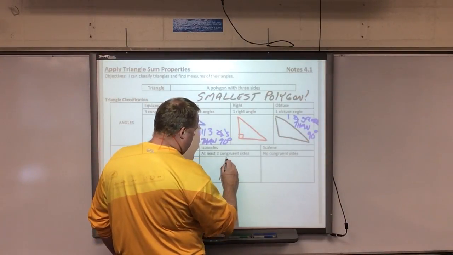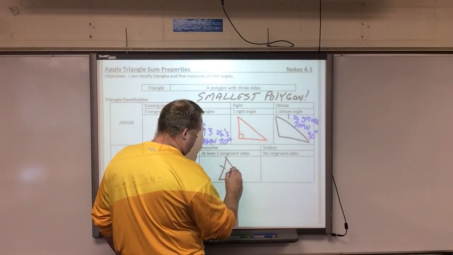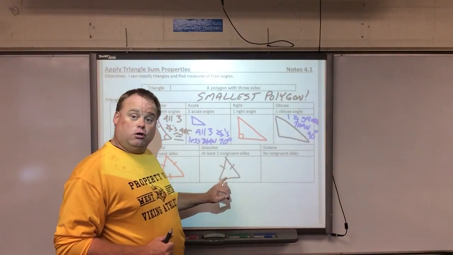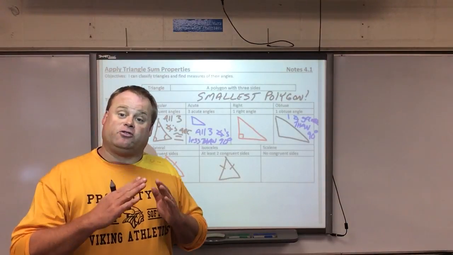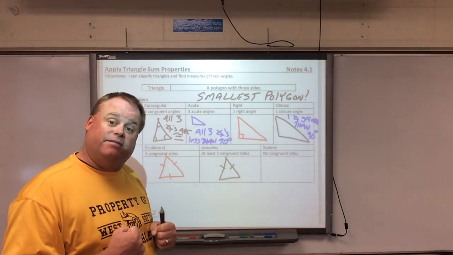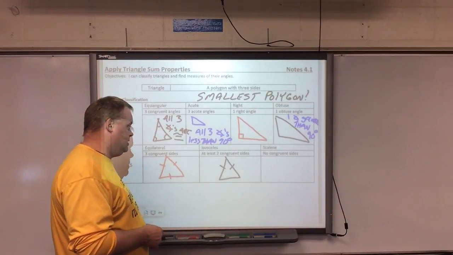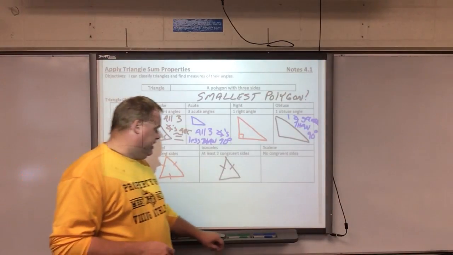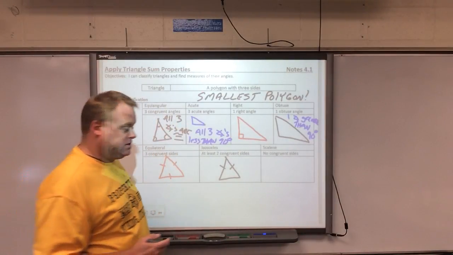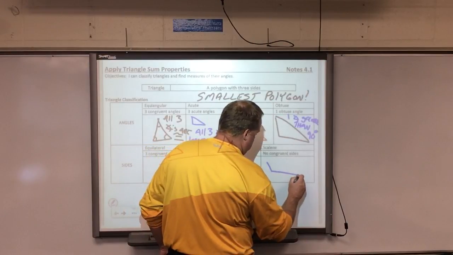Isosceles means at least two congruent sides. So you would have a triangle like this, and the tick marks would look like this. This side would be a little bit longer or shorter, but the other two sides, the legs of that triangle, are going to be congruent. And last but not least is scalene, which means that no sides are congruent. So I may have a short, long.